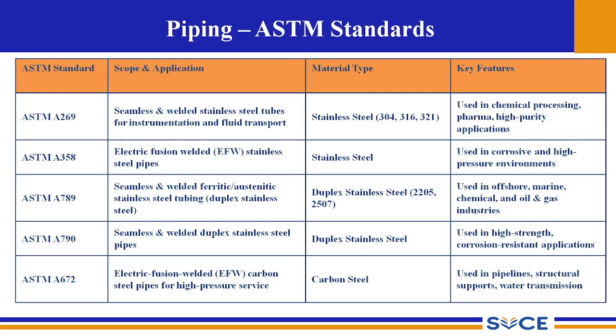Then ASTM A269 is applicable for chemical processing in pharma and high purity applications. Then ASTM A358 is applicable for highly corrosive and high pressure environments. ASTM A789 standards used in offshore, marine, chemical, and oil and gas industries. Then ASTM A790 used in high strength corrosion resistant applications. Then ASTM A672 is used in pipelines and structural supports, water transmission lines.